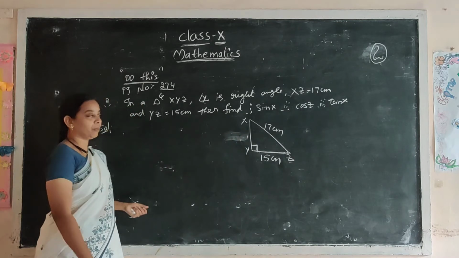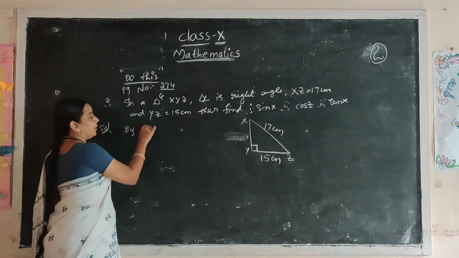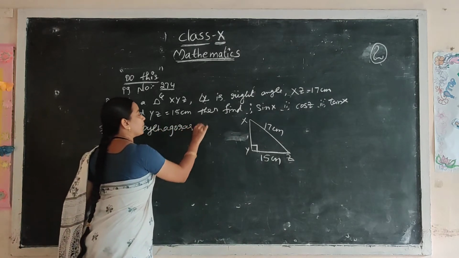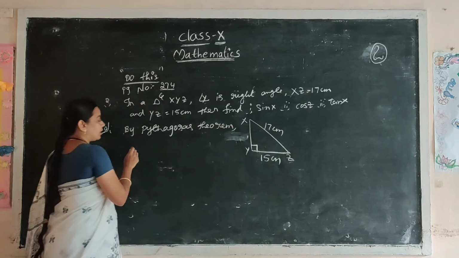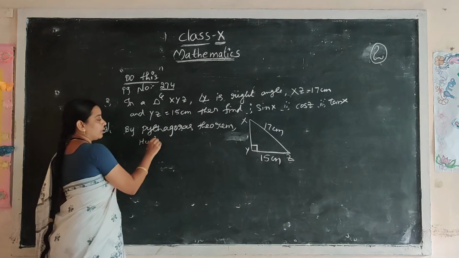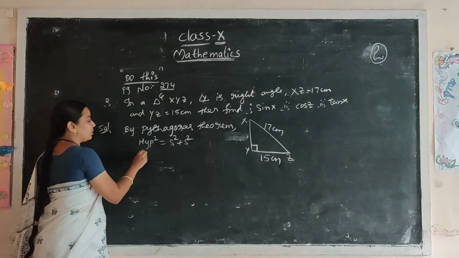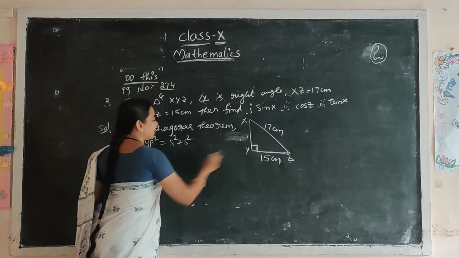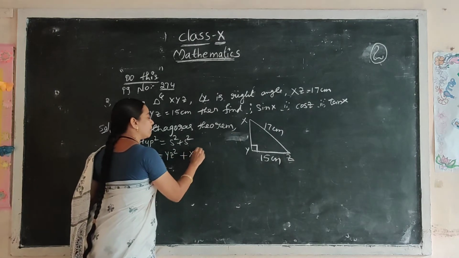How to find the third measurement? By using the Pythagoras theorem. By Pythagoras theorem, hypotenuse square is equal to side square plus side square. Here the hypotenuse is XZ, and these two are the sides: one side is YZ and another side is XY.